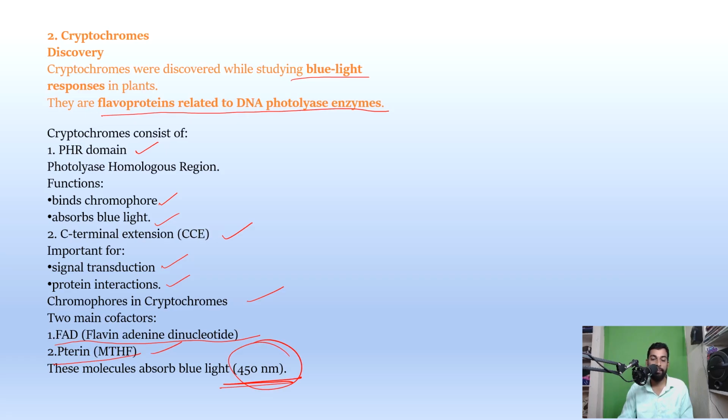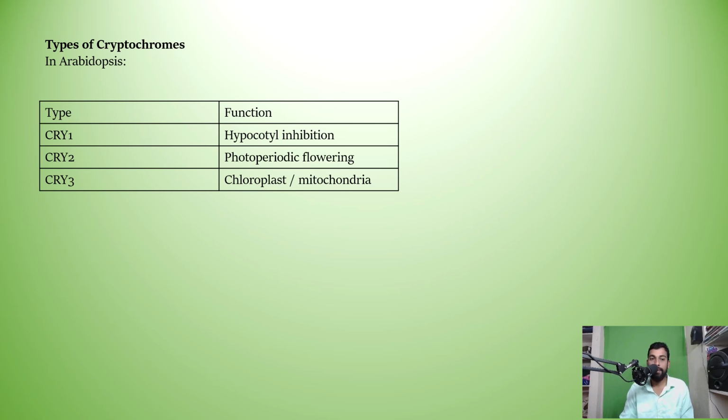It is around 450 nanometers. Types of cryptochromes: there are three types, Cry1, Cry2, and Cry3. Functions: Cry1 inhibits hypocotyl elongation, Cry2 controls photoperiodic flowering, and Cry3 works in chloroplasts or mitochondria. So what is Cry1 doing here? In blue light, hypocotyl elongation is inhibited. That means bending towards sunlight is inhibited.